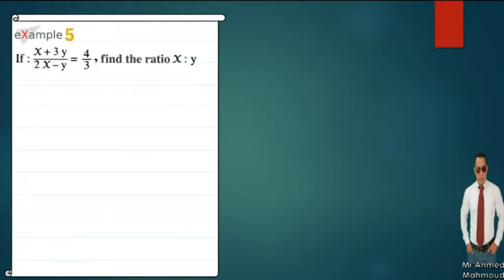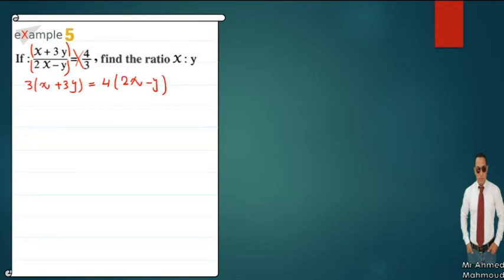In this example, if (x plus 3y) over (2x minus y) equals 4 over 3, now we have a proportion. Find the ratio x to y. This problem is exactly like the previous problems, but here we have x and y. Okay, now I will use the cross multiplication as I did before. Then 3 multiplied by (x plus 3y) equals 4 multiplied by (2x minus y).